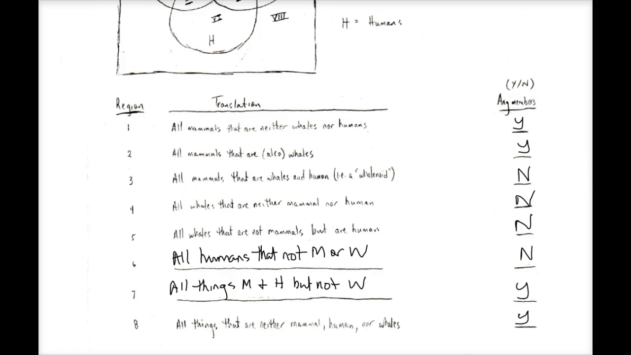This concludes the example on how to take a Venn diagram per regions, see how those regions are defined, and figure out if they have any members in them or not.